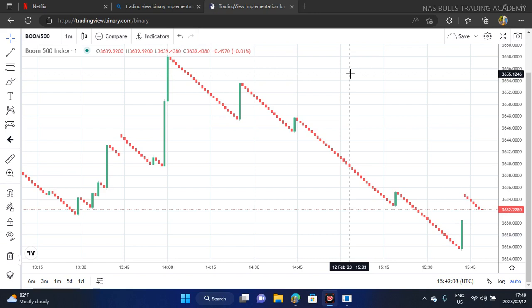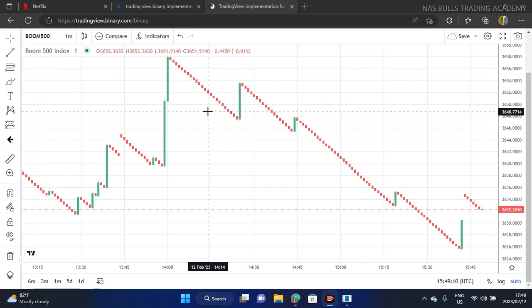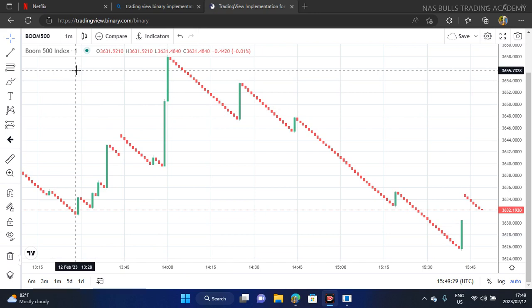So guys, in this video I'm going to be breaking down how you can trade boom and crash. Many people have been asking me, how do you spot spikes? I prefer to trade spikes mostly. Most people have been asking me, Nas Bulls, how do you catch a spike? I said, if you want to catch a spike, you don't need to change anything.